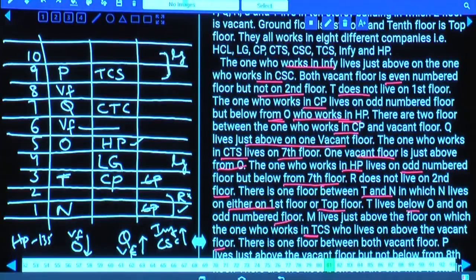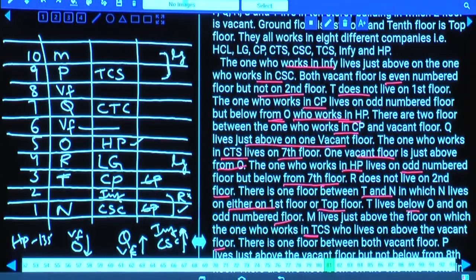If this is TCS, then this one must be M. If this is M, and Infosys and CSC must be adjacent to each other, then what is the only possibility? Infosys is on the 2nd floor, and the person working in CSC is living on the 1st floor. Clear now? Hence, what else is left over here? Only one more company is left over, isn't it? M lives just above, and R does not live on the 2nd floor, so R must be here.